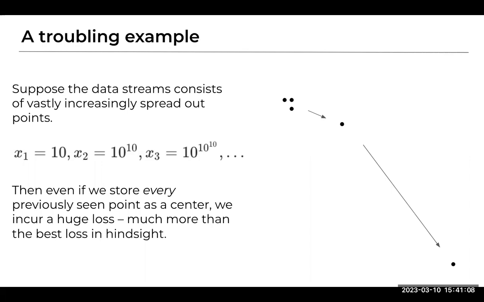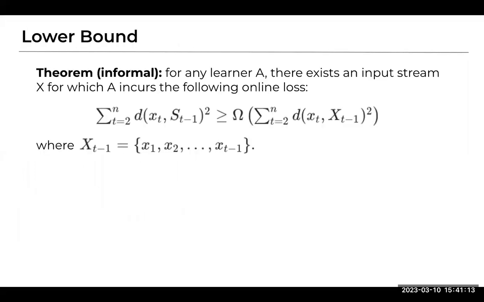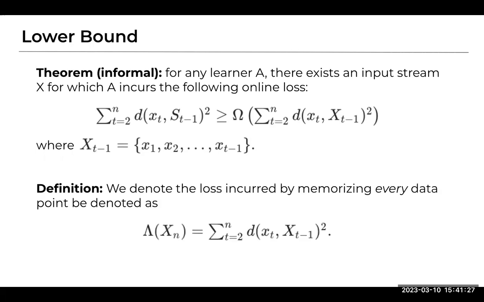So there's sort of a natural lower bound quantity that bounds how well you can do in this problem. And that looks like this. Over here, an informal version of our theorem is that any learner is going to incur a loss that's at least this quantity on the right. We call it lambda xn, and it's basically the sum of the distances for each new point to its nearest neighbor from all data points that came before them.